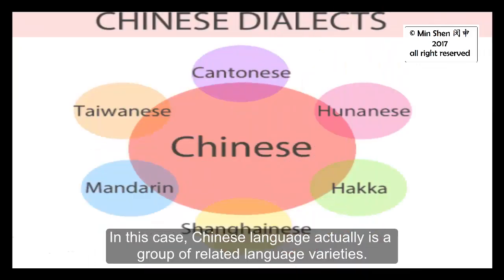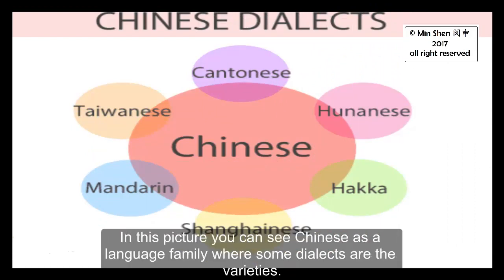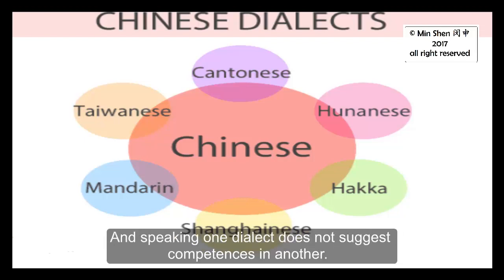In this case, the Chinese language actually is a group of related language varieties. In this picture you can see Chinese as a language family where some dialects are the varieties. And speaking one dialect does not suggest competence in another.